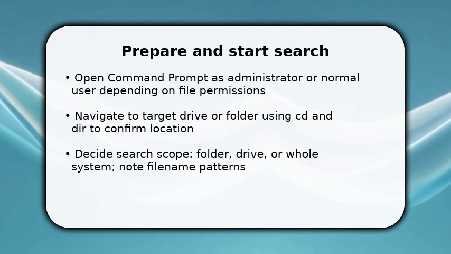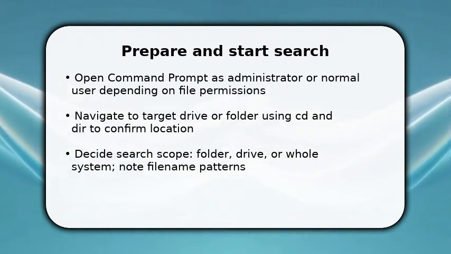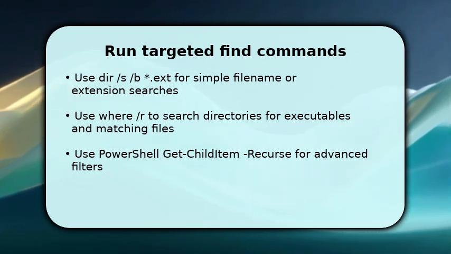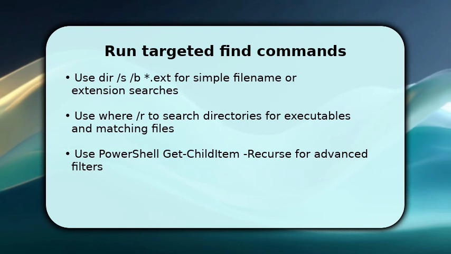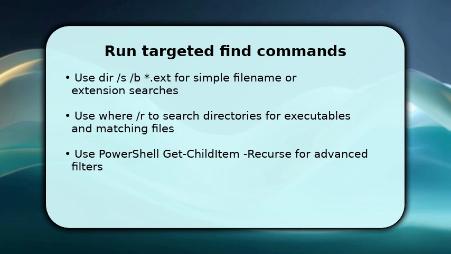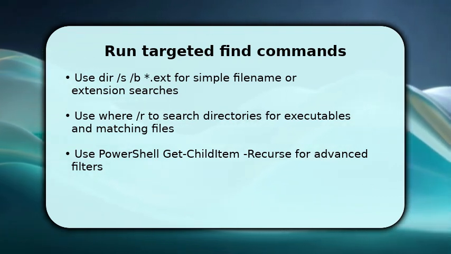For a quick file name or extension search, run dir /s /b *.txt, or asterisk dot log, to list full paths recursively. Note that /s searches subfolders and /b gives clean paths. If you need executables or path-based matches, use where /r C:\folder pattern.